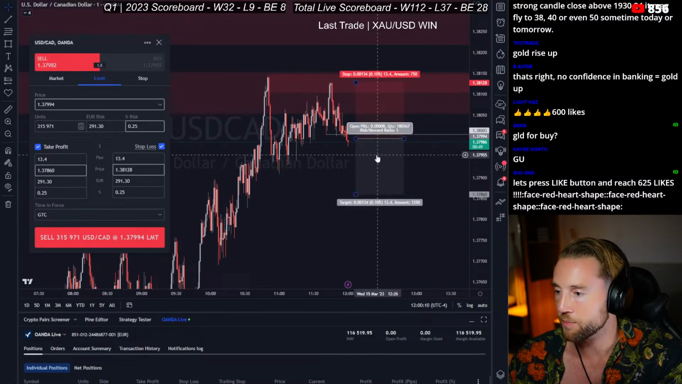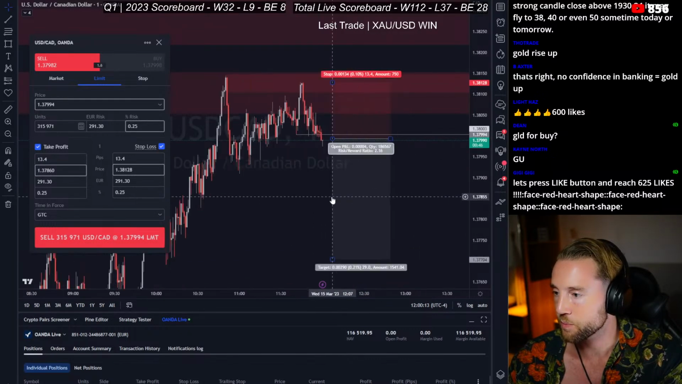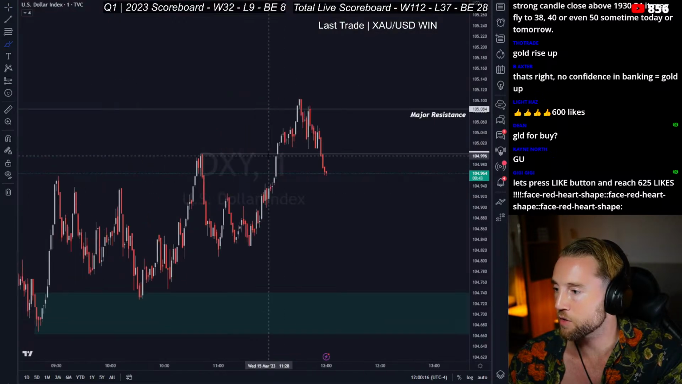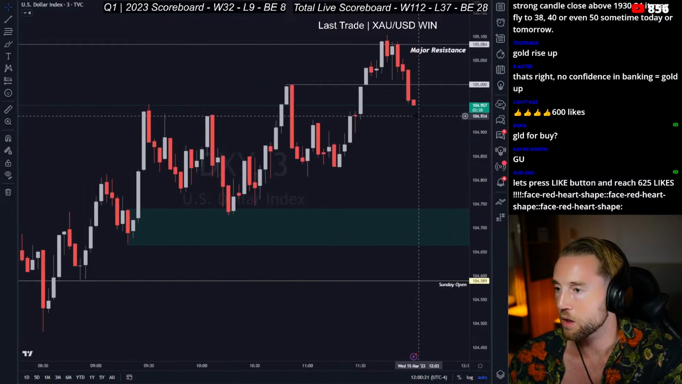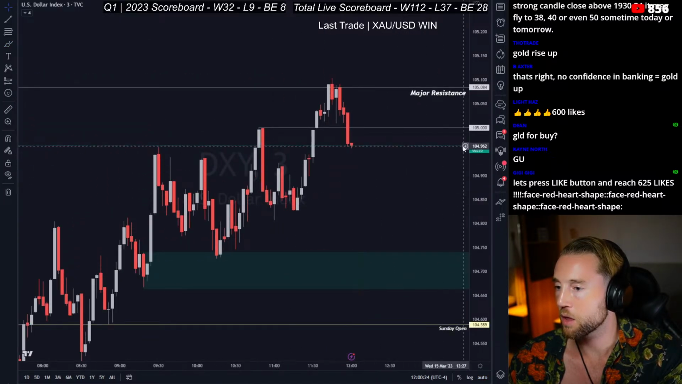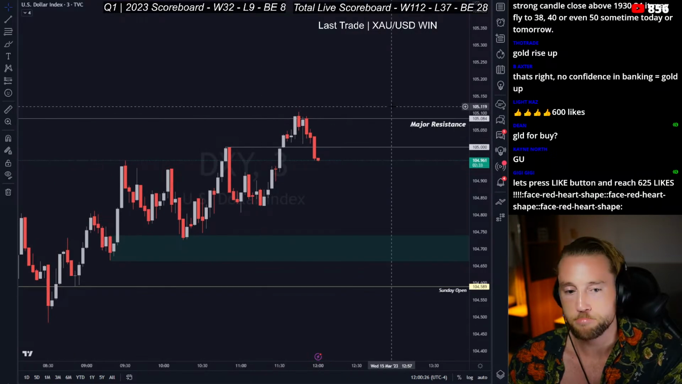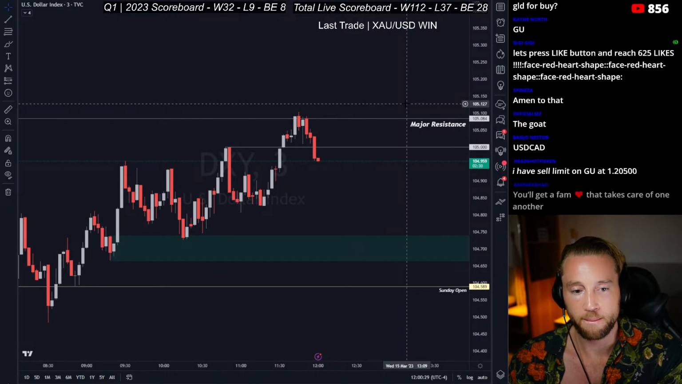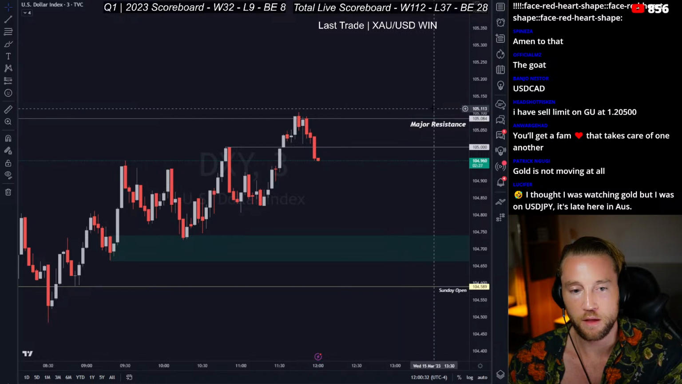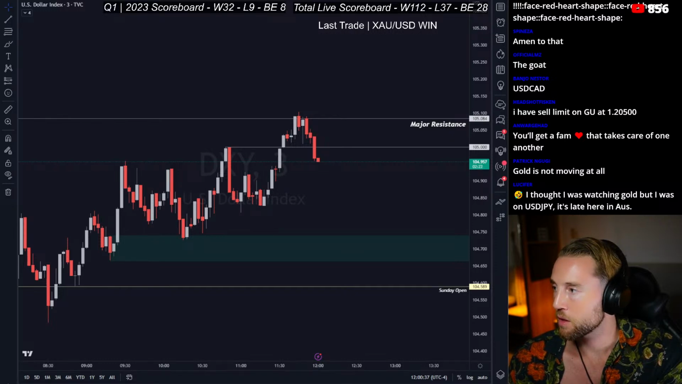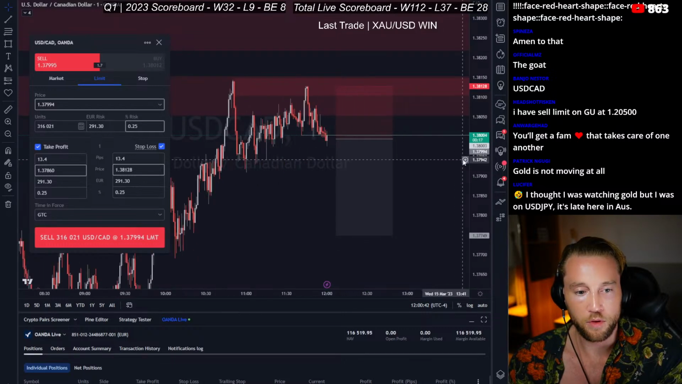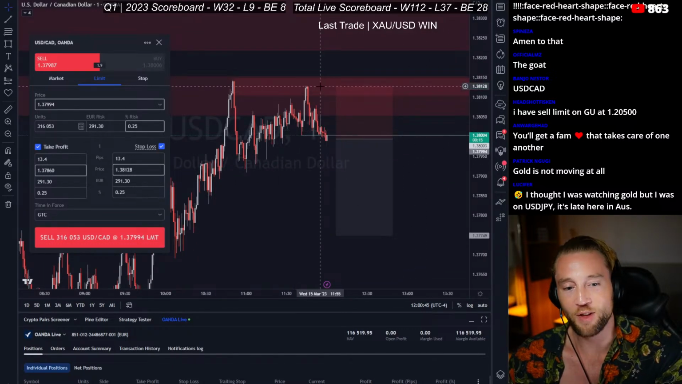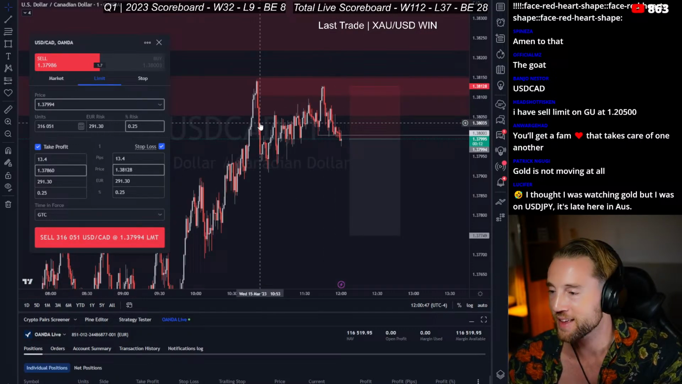Okay, US dollar, Canadian dollar. Massive resistance here for the dollar. Dollar yen coming down. Lucifer says, I thought I was watching gold, but I was on the US dollar yen. There we go.